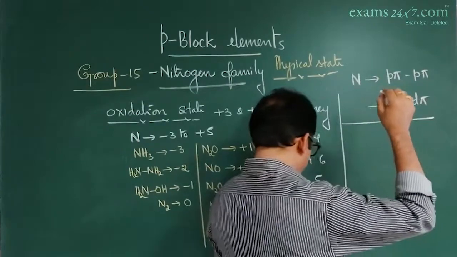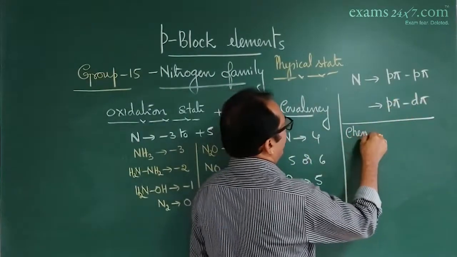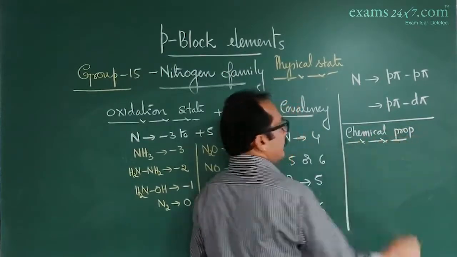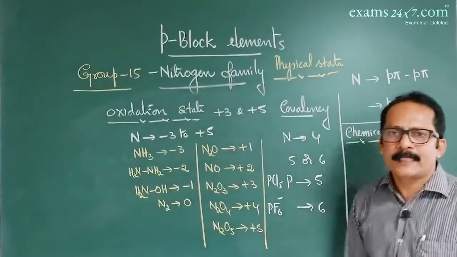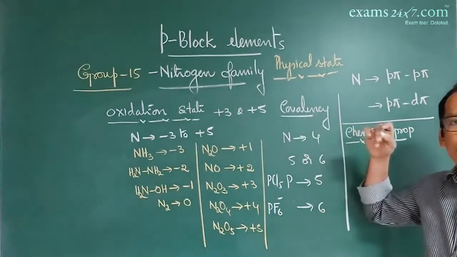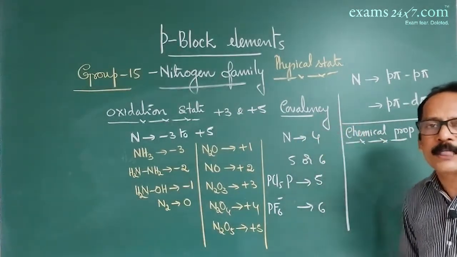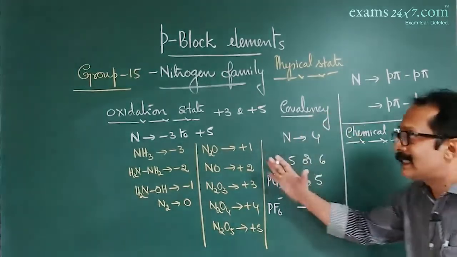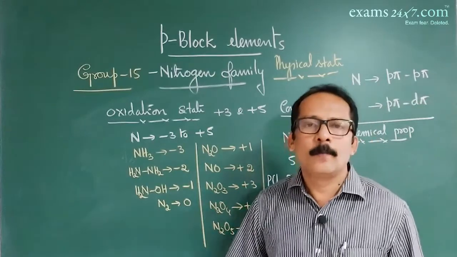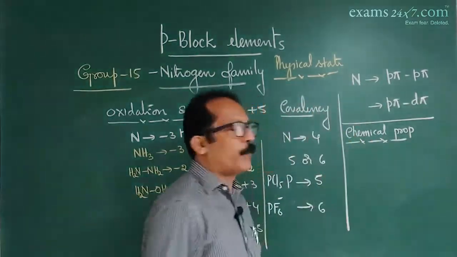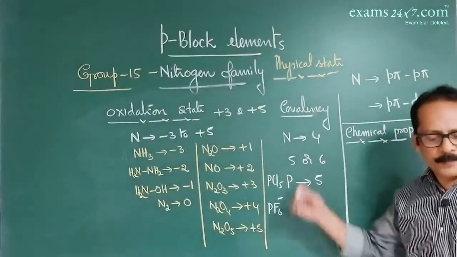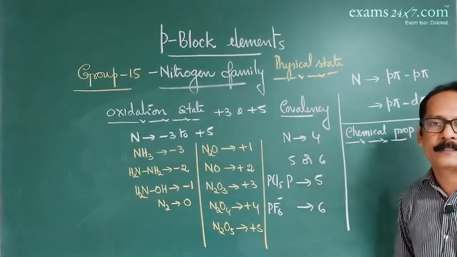Next, we'll move on to the chemical properties of the nitrogen family. Nitrogen is inert. Why is nitrogen inert? That is due to its bond dissociation energy. Among these 15th group elements, phosphorus is the most reactive element. Down the group, from nitrogen to bismuth, the reactivity decreases.